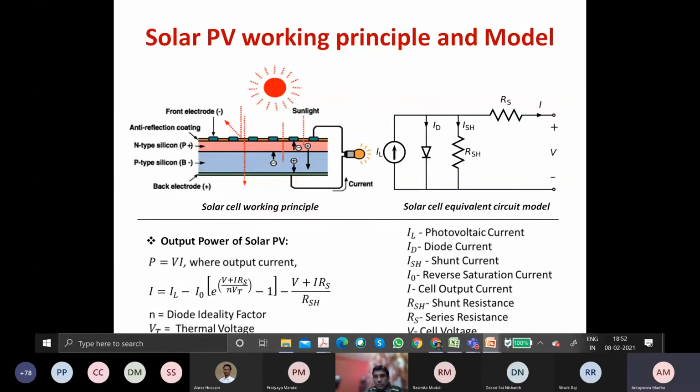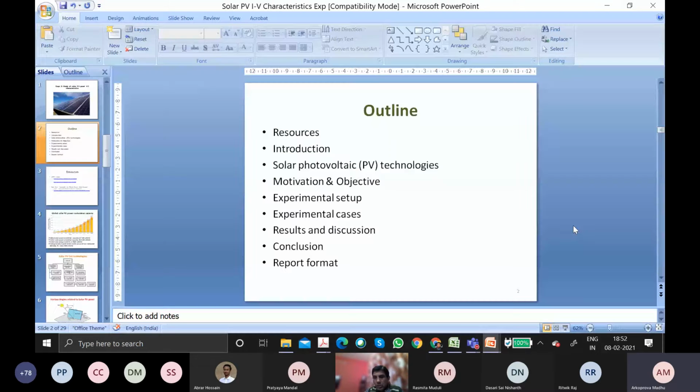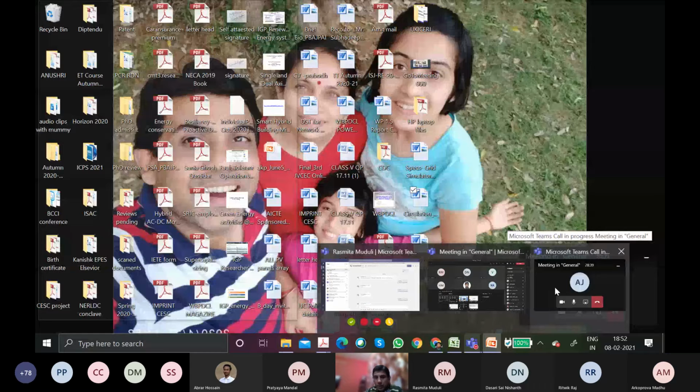Sir, where does the shunt resistance arise from? Shunt resistance comes because of the leakage happening. So there is a drop in the voltage also, and that is represented by the shunt resistance.